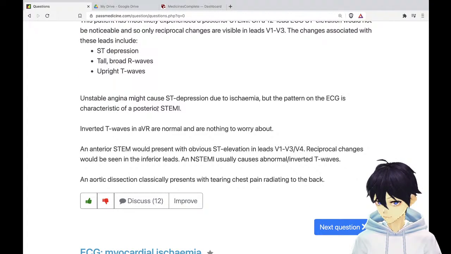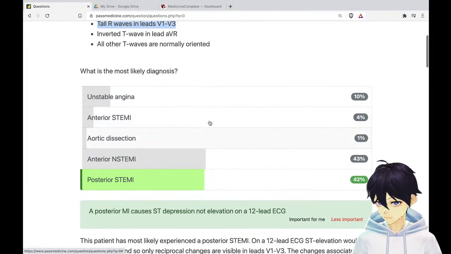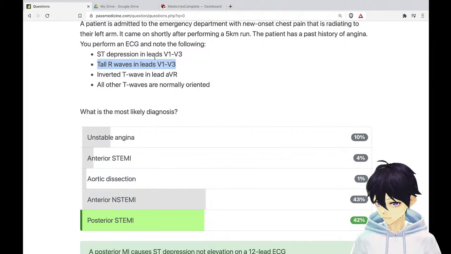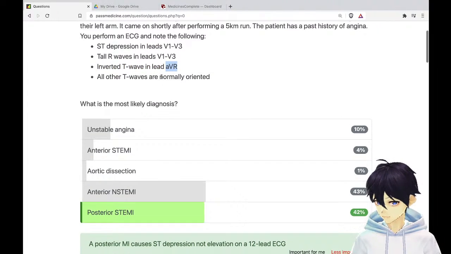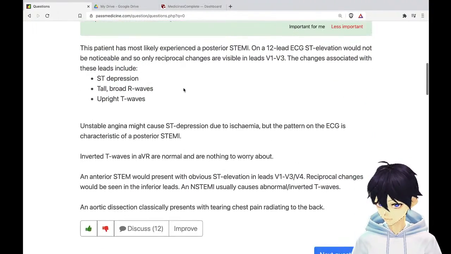Unstable angina might cause ST depression due to ischemia, but the pattern on the ECG is characteristic of a posterior STEMI. So next time when you suspect an anterior non-STEMI, check the T waves, check the R wave. Is it tall and broad? Is the R wave tall? And check the T wave in AVR as well.